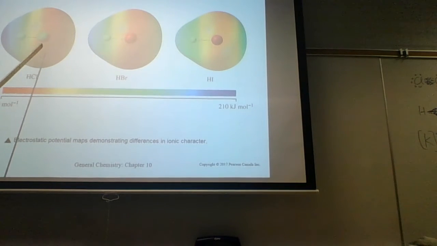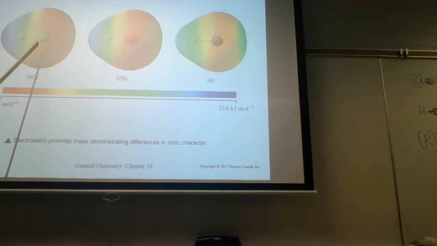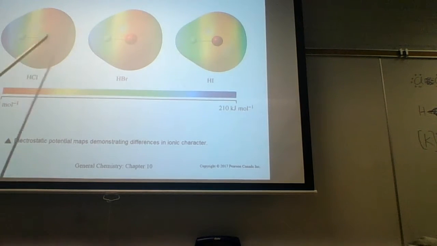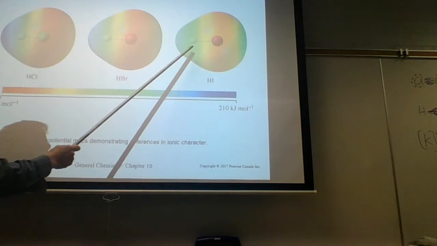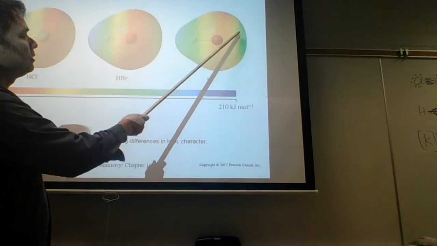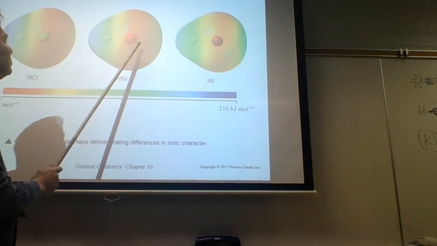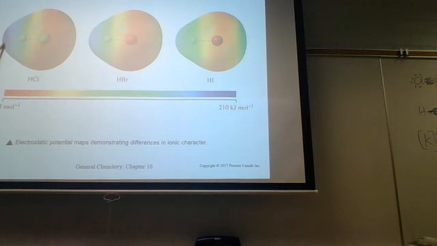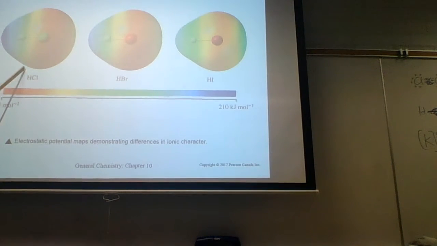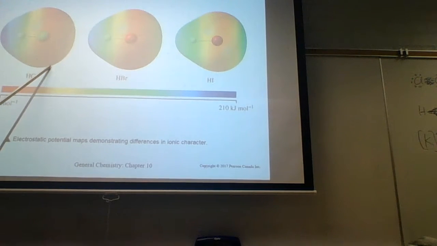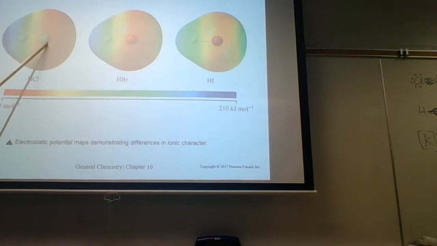But HCl we still treat as a covalent. We call it polar covalent because it's in the 0.5 to 2 range. This is almost nonpolar covalent, HI, but there's still a little bit of polarity. But you see the green here? It's pretty green. Here, there's quite a bit of blue, meaning that there's quite a bit of positive charge buildup on the hydrogen. Here it's quite red, quite a bit of negative charge buildup on the chlorine.